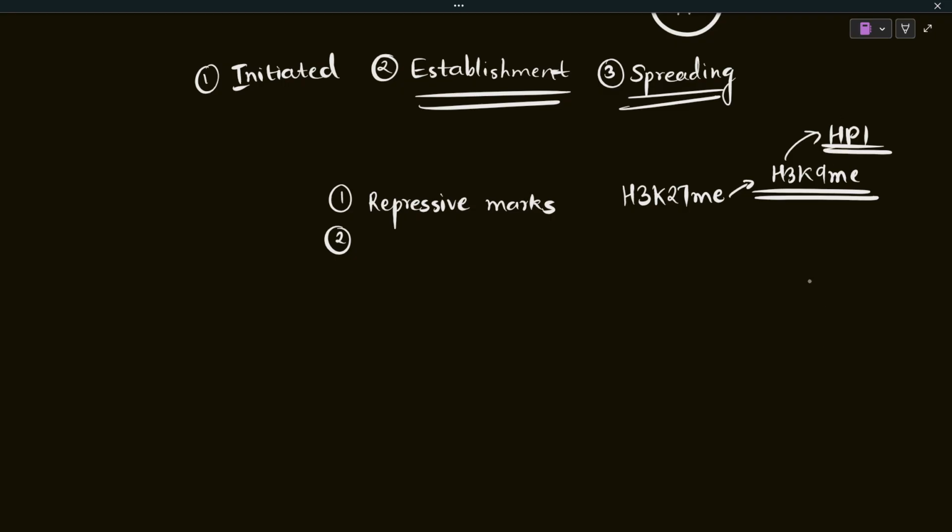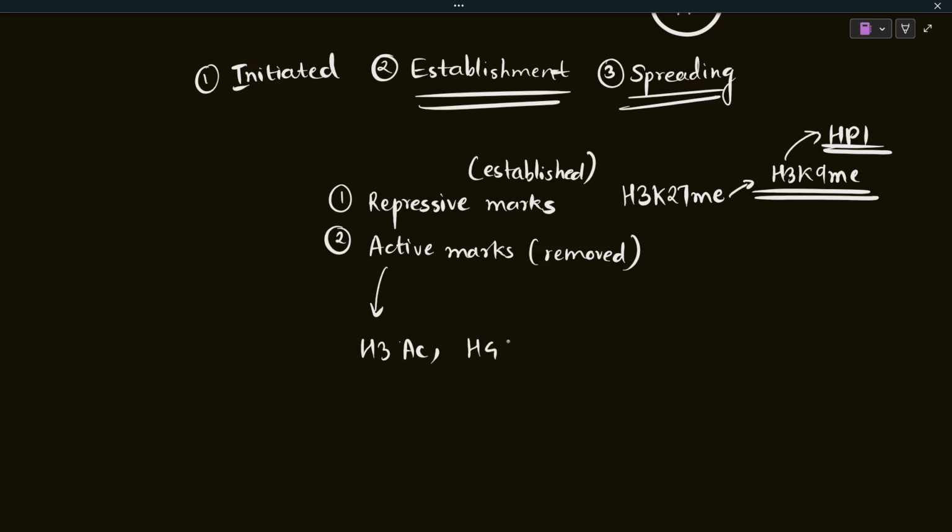We have learned about all this in the histone methylation part. And the other thing that XIST long non-coding RNA masking does is the removal of active marks. Active marks are removed, while repressive marks are established on the X chromosome. All of the active marks like H3 acetylation, H4 acetylation, and H3K4 methylation, which is also an active mark, are removed so that the chromatin can come into the closed conformation from the open conformation.